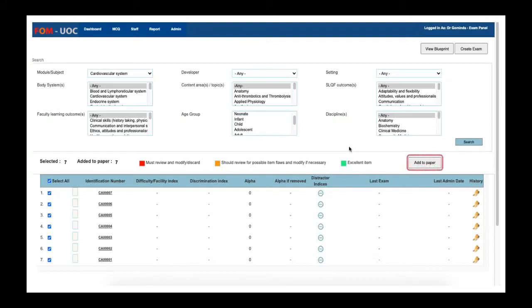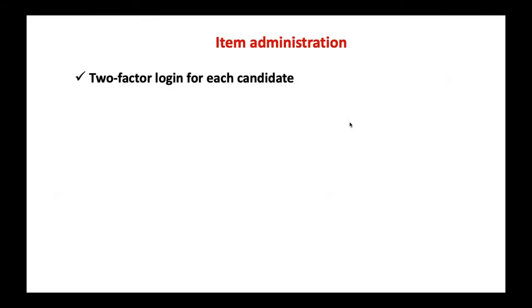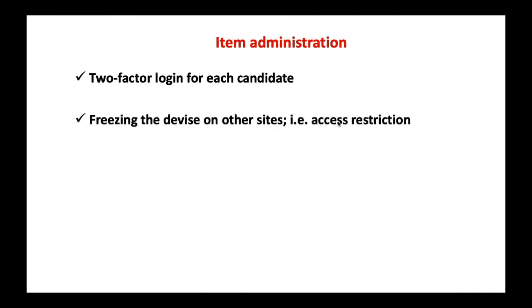How to do that? You add the paper and then create the exam, but more important would be the delivery part. So two-factor login is a must. It's not only the password and a PIN, like for the software I showed you. Then freezing the device on other sites. You can't go to Google and find the answer and write the answer. Access restrictions, meaning only once you log in, nothing else in the computer can be accessed. Of course, that alone does not solve the problem because the candidate can have another computer to go to Google. So that is one way only of ensuring.